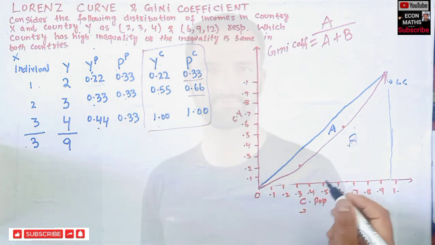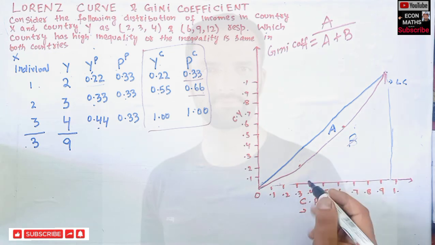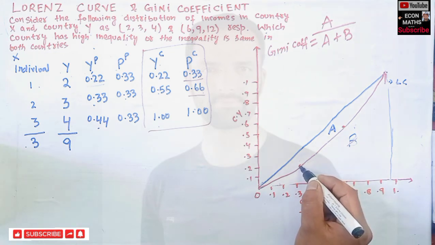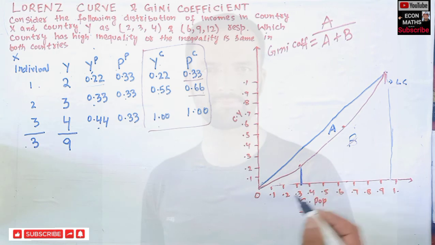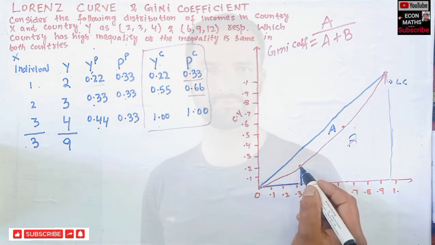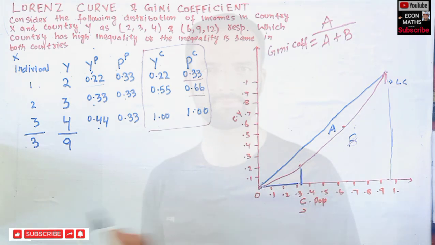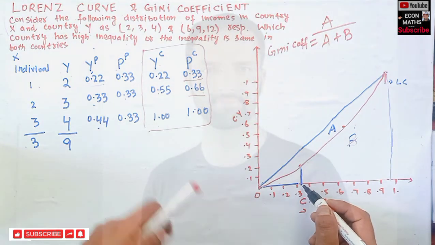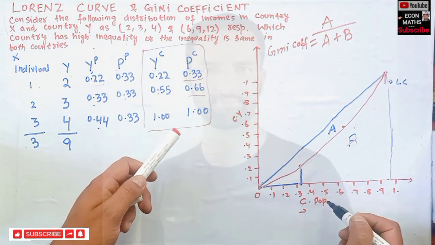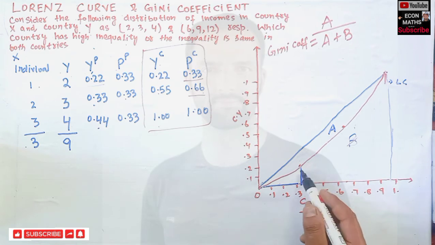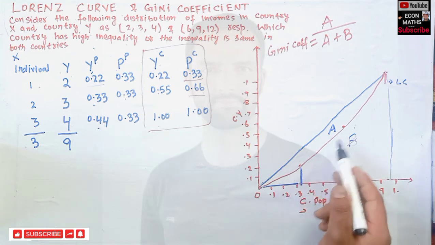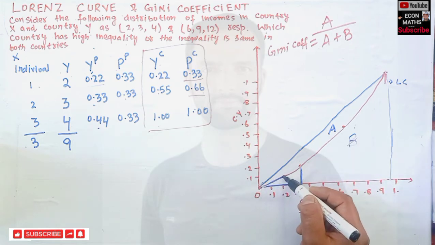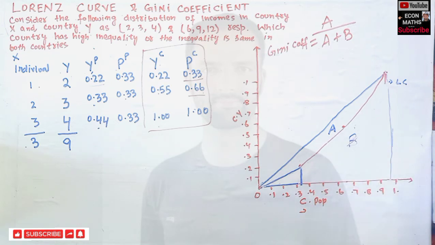First we need to calculate the area of this very triangle. So what would be the area of this very triangle first? Okay, so the area of this triangle would be equal to what is here. We have 0 population here. Since it is a triangle, this is a straight line here. Okay, these are the straight lines.